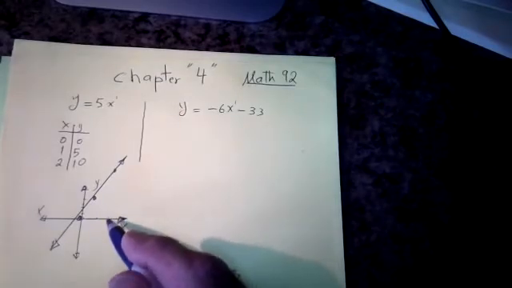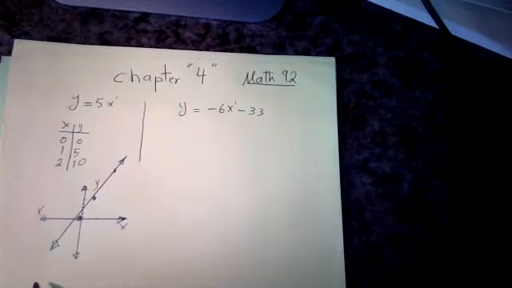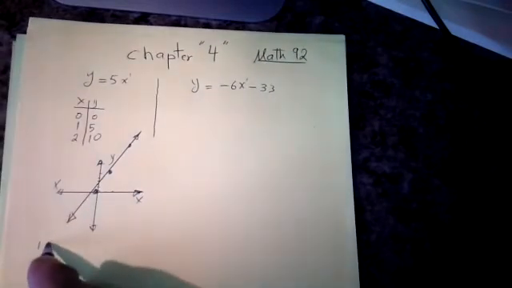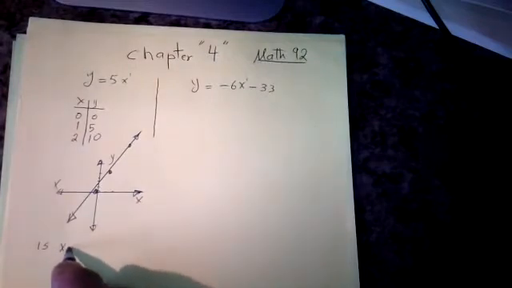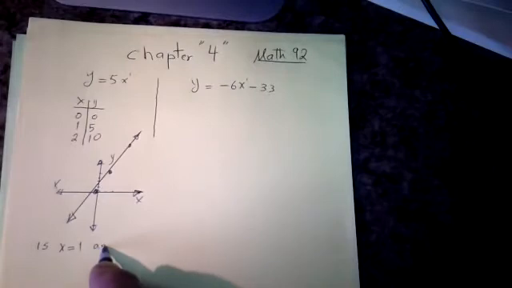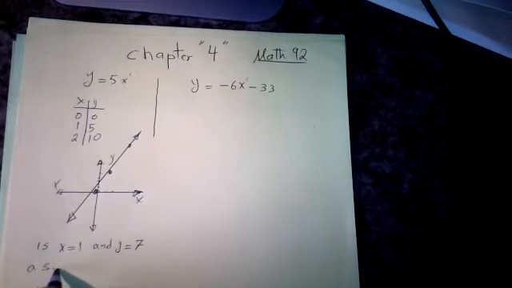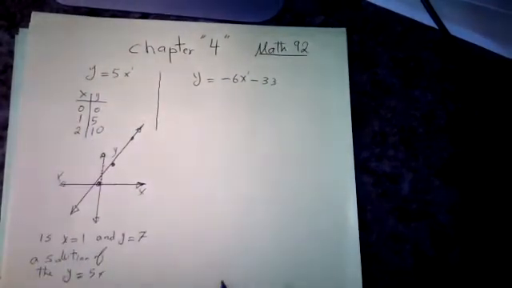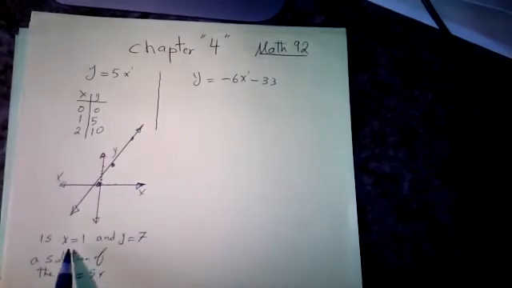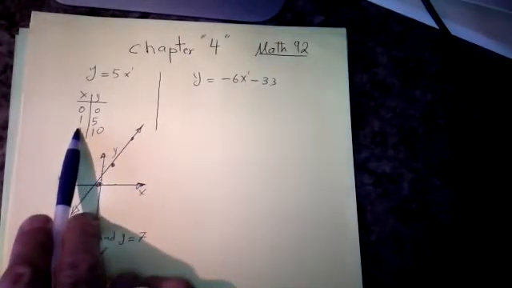So let's say I give you a point. I ask, is this point x equal 1 and y equal 7 a solution of y equal 5x? What does that mean? That means, does this point belong to that equation? What you need to do is take this x and y, 1 and 7. Well, you know it's not, because you see, when x is 1, y is 5.